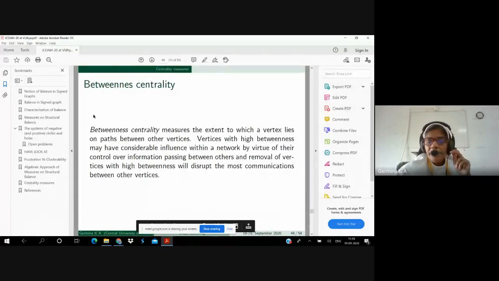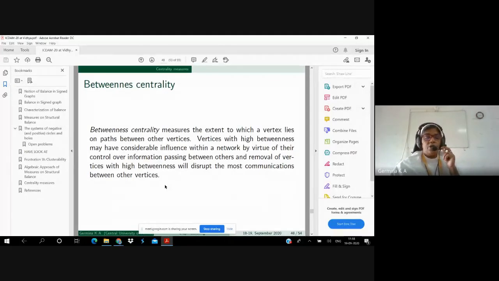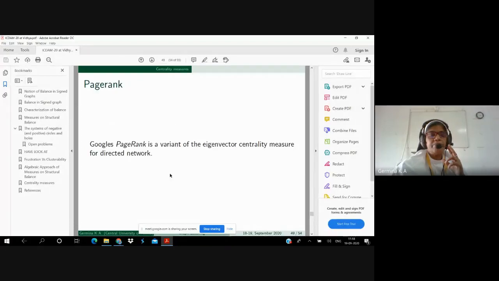Then another measure is betweenness centrality. This measures the extent to which a vertex lies on paths between others. Vertices with high betweenness may have considerable influence within a network by virtue of their control over information passing between others, and removal of vertices with high betweenness will disrupt the most communication between other vertices.